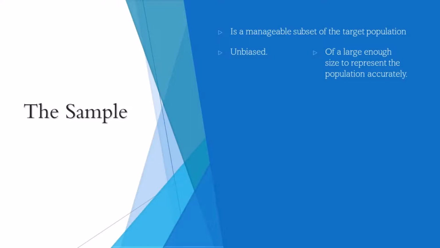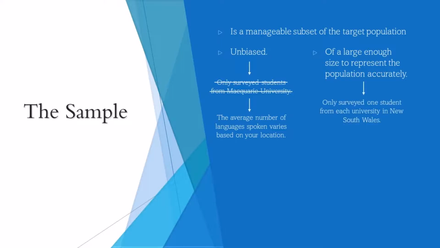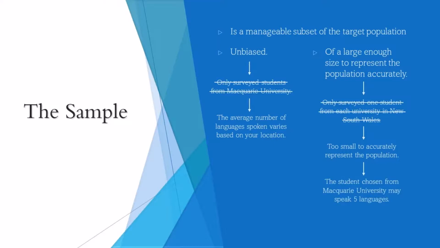For example, if we only surveyed students from Macquarie University, this sample would be biased because the number of languages spoken varies significantly depending on your location in New South Wales. If we only surveyed one student from each university in New South Wales, this sample would be too small to accurately represent the population. The one student chosen from Macquarie University in this case may speak 5 languages, and this would not accurately represent the number spoken by all students in New South Wales.